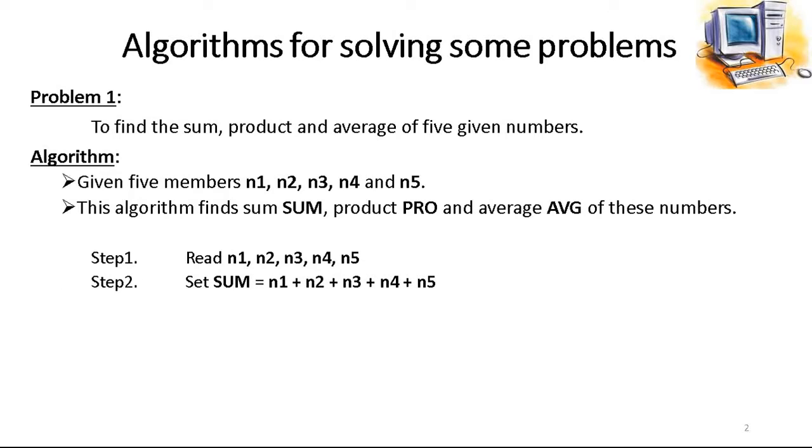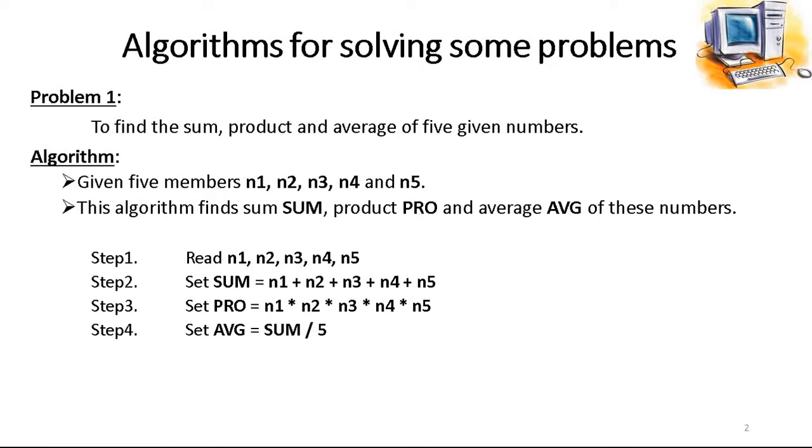Second step, once we have got the input of 5 values, now we can calculate the sum, and we will set the value of SUM equal to n1 plus n2 plus n3 plus n4 plus n5. After this we will set the value of PRO, which is the variable used for product, equal to n1 multiplied by n2 multiplied by n3 multiplied by n4 and multiplied by n5.